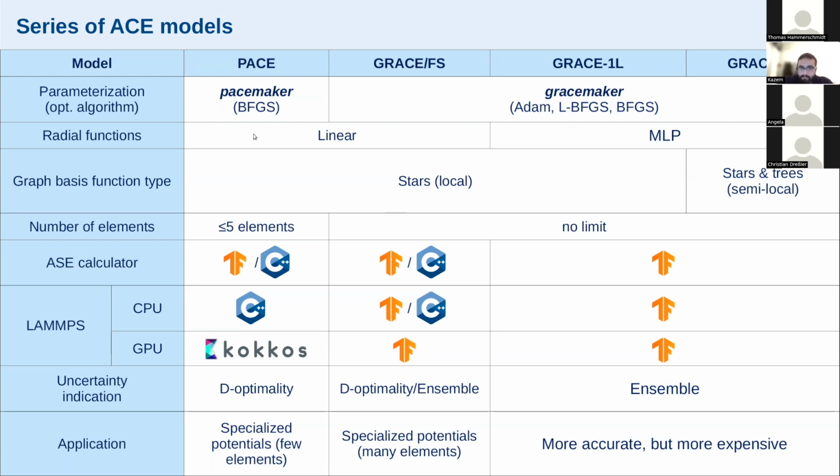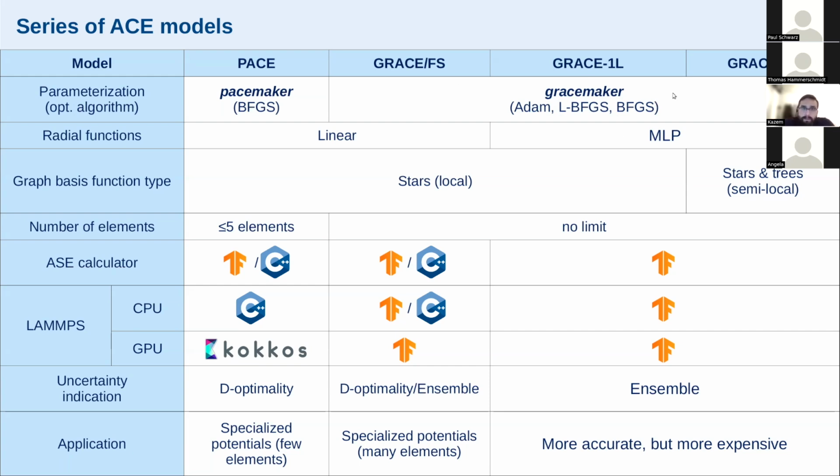As I mentioned before, PACE with Pacemaker for parameterization is usually suitable for up to 5, maybe 6, sometimes, elements due to the scaling of the bases. It supports TensorFlow and a C++ custom calculator for the ASE interface, and for LAMMPS the same C++ implementation for CPU. For GPU, it's Kokkos-based acceleration. It also allows uncertainty indication based on the so-called optimality criteria, the so-called MaxVol algorithm. What we learned from applying our models is that it is very good for specialized potentials when you have few elements, up to 5.